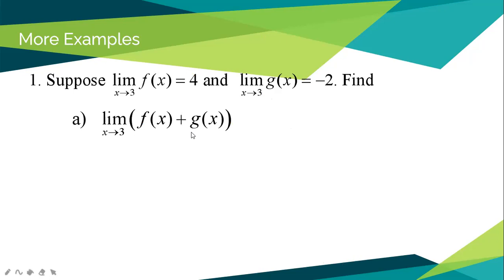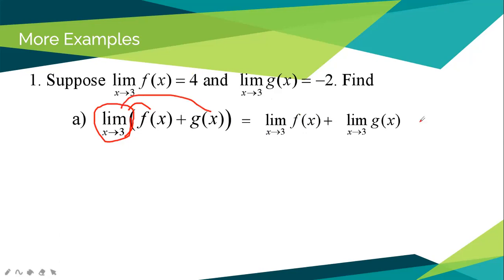Using the limit theorems, we are going to distribute this. So the limit of f of x as x approaches 3, plus the limit of g of x as x approaches 3. The limit of f of x is 4, plus negative 2, the limit of g of x. So 4 plus negative 2 is equal to 2.